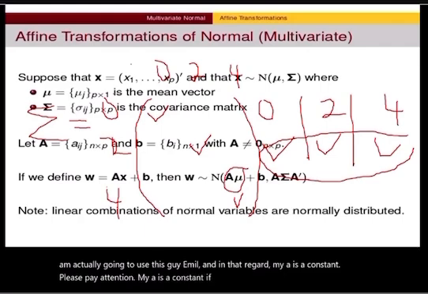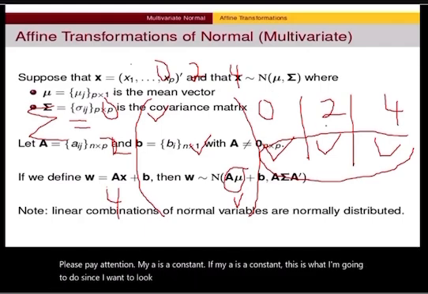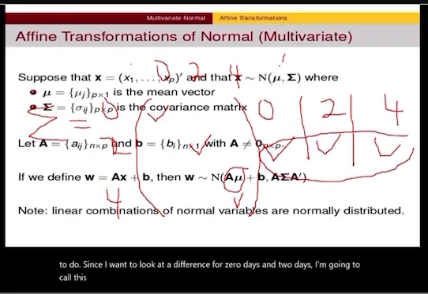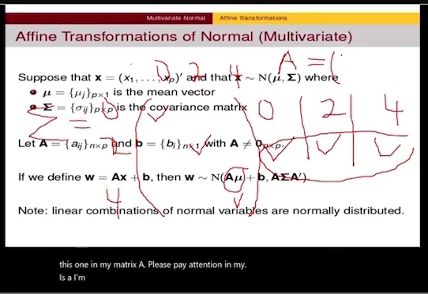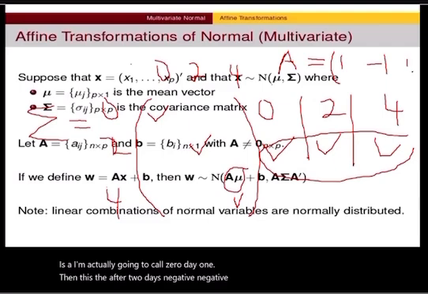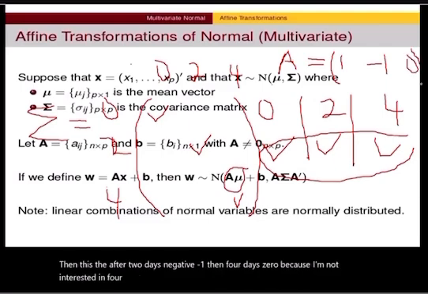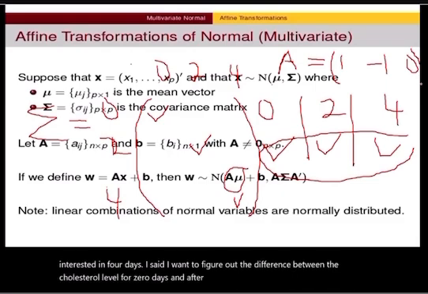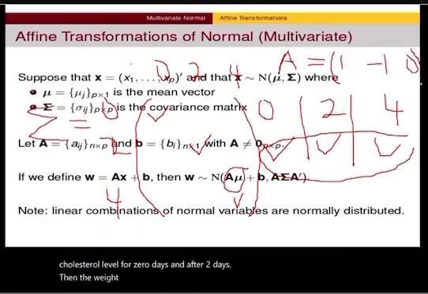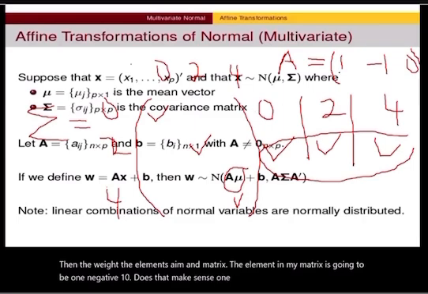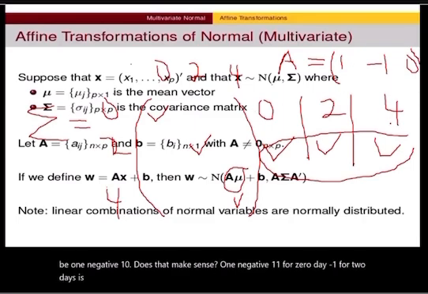If my A is a constant, this is what I'm going to do. Since I want to look at the difference for 0 days and 2 days, in my matrix A, I'm going to assign 1 to day 0, then negative 1 to after 2 days, then 0 to 4 days, because I'm not interested in 4 days. I want to figure out the difference between the cholesterol level for 0 days and after 2 days. So the elements in my matrix are going to be 1, negative 1, 0. Does that make sense? 1 for day 0, negative 1 for 2 days, 0 for 4 days. I'm not interested in 4 days.